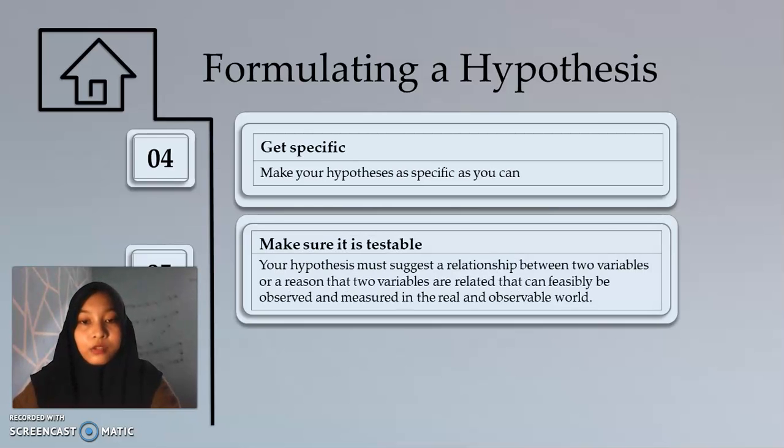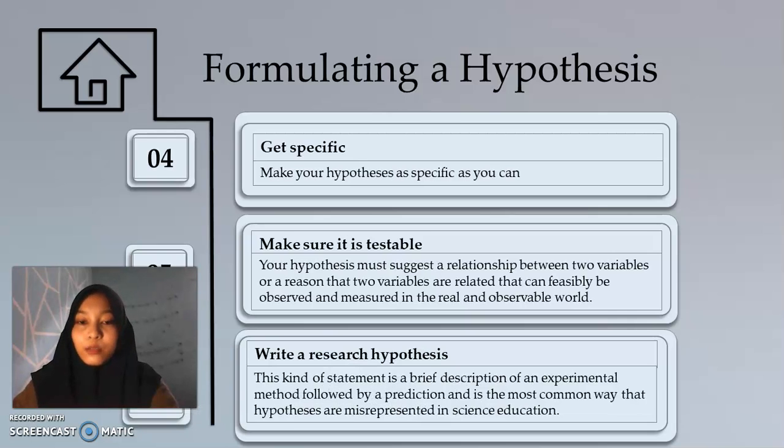Next is make sure it is testable. Your hypothesis must suggest a relationship between two variables or a reason that two variables are related that can feasibly be observed and measured in the real and observable world.